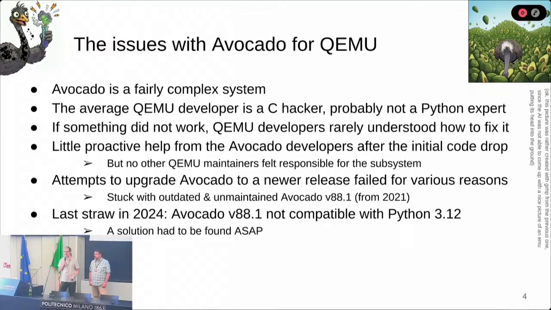This was a particular problem when we tried to upgrade the version of Avocado that was in use with QEMU. So we got stuck on quite an old version, version 88, which was from 2021. So that's 4 years old, and Avocado kept on moving on. We tried to upgrade Avocado, but kept on hitting stumbling blocks with the newer versions, causing regressions for us. And this all really came to a head last year when the version of Avocado we were using turned out to be incompatible with new Python. So we needed to find a solution to that problem.